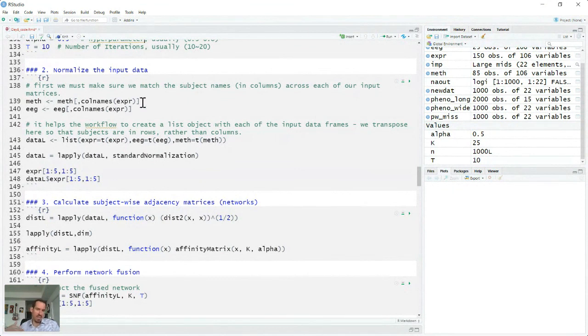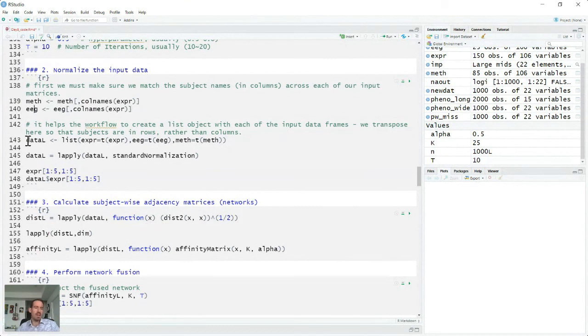In this case, we feed the data frames in as three separate objects in a list. And so we have to make sure that the order of subjects is the same in each of these data types. We don't want to scramble it, because the algorithm will assume that the first column is the same subject in all three data types. So that's basically what's happening here. I'm just taking the column names from the expression data set and reordering the columns of the methylation and EEG to match, and writing over those objects. So now I know that the expression, methylation, and EEG data sets have the same order of columns for subjects.